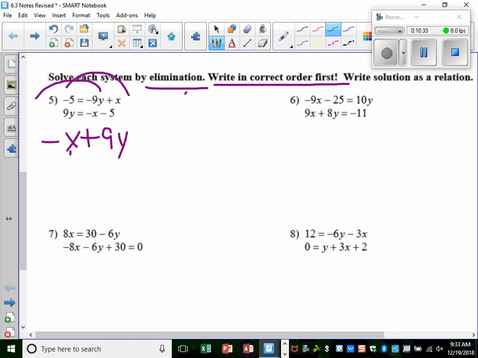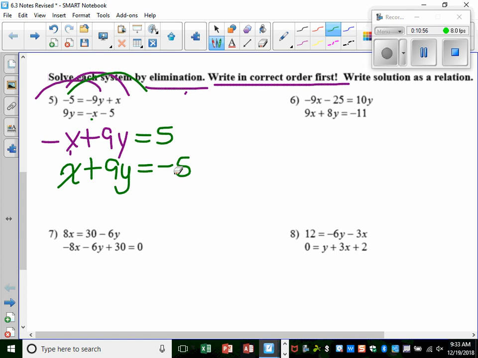And then I have to move the 5 over, so I'm going to add that over to here. So it has to look like that. The X and Y, they have to be on the left. So here, I'm going to move the X term over, so that's going to make that a positive X when it gets over. 9y can stay, and the negative 5. I only had to move the X term over.